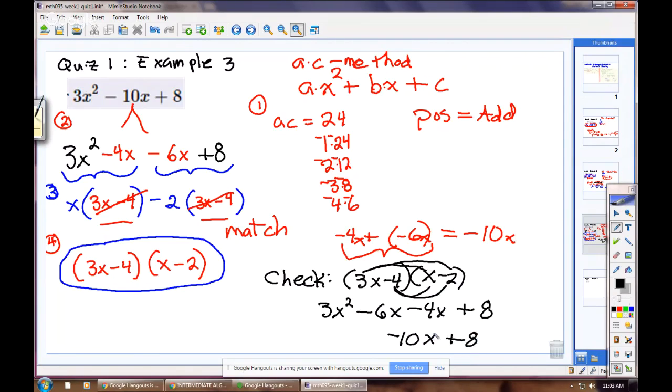Those guys add up to negative 10x. Plus 8 is hanging out on the right. 3x squared is hanging out on the left. And that is a match. Whew. Check. We got it right. Double circle. Exclamation point. Boom, done.